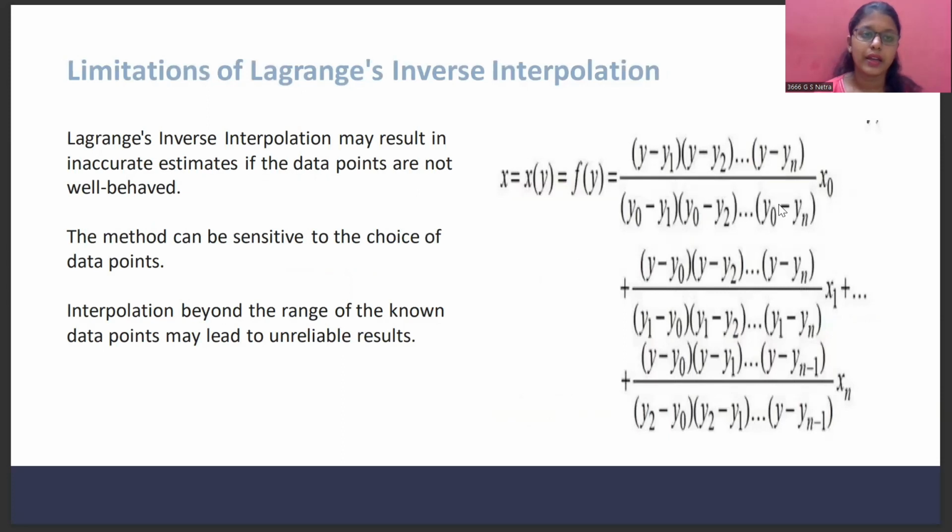Limitations: Lagrange's inverse interpolation may result in inaccurate estimates if the data points are not well behaved. The method can be sensitive to the choice of data points. Interpolation beyond the range of known data points may lead to unreliable results.